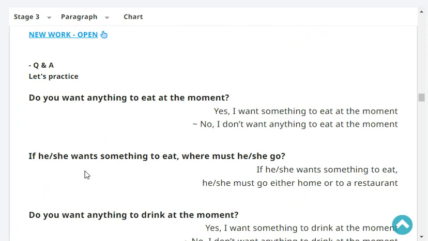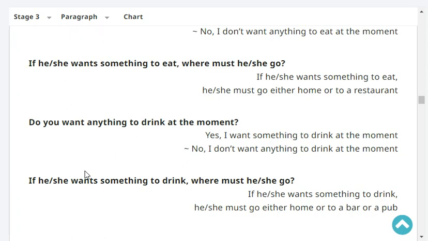Very good. Do you want anything to eat at the moment? Yes or no? No, I don't want to eat anything at the moment. If she wants something to eat, where must she go? If she wants something to eat, she must go either home or to a restaurant.